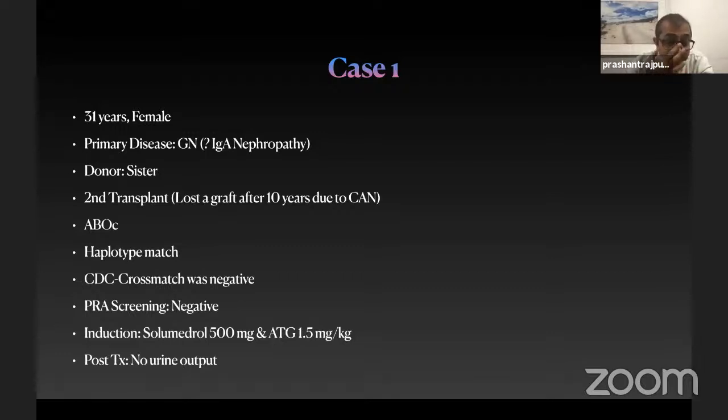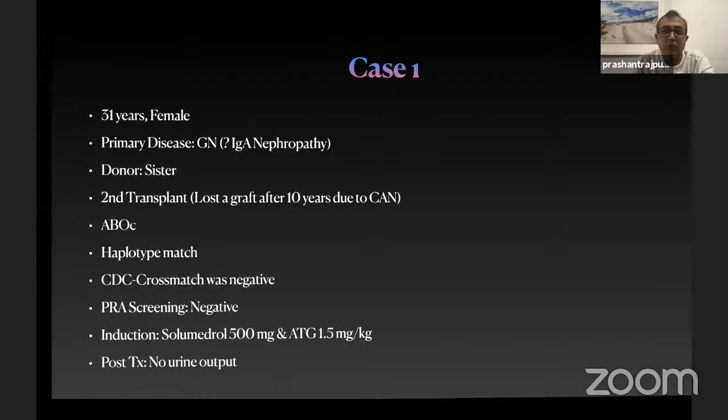This was a transplant which we did a few years back, and at that time PRA screen was just available, and the PRA screen at that point was negative. The induction immunosuppression was Solu-Medrol 500 milligrams, and antithymocyte globulin was given at 1.5 milligrams per kg at the time of transplantation. Post-op, the kidney was pink, but there was no urine output.